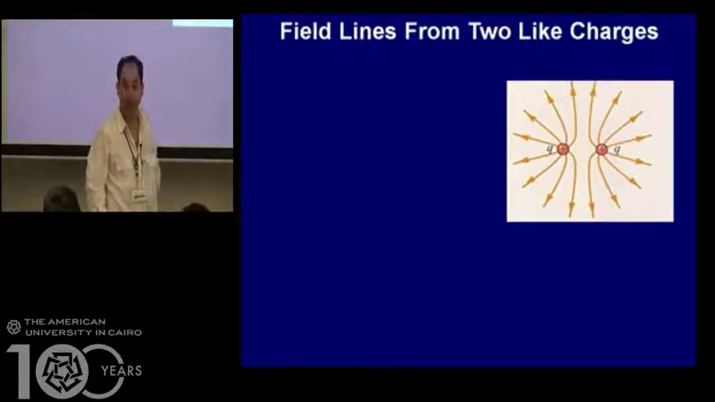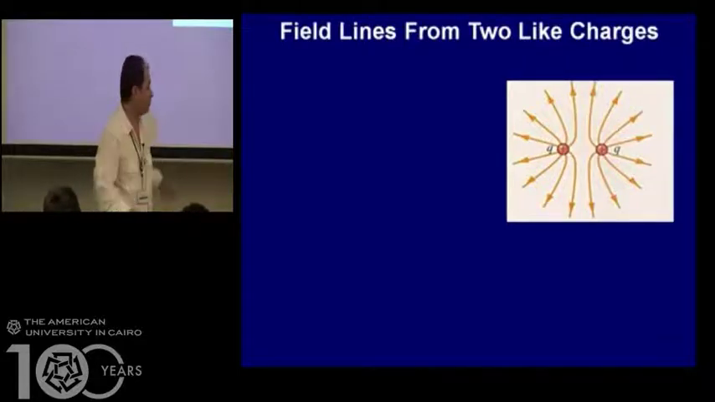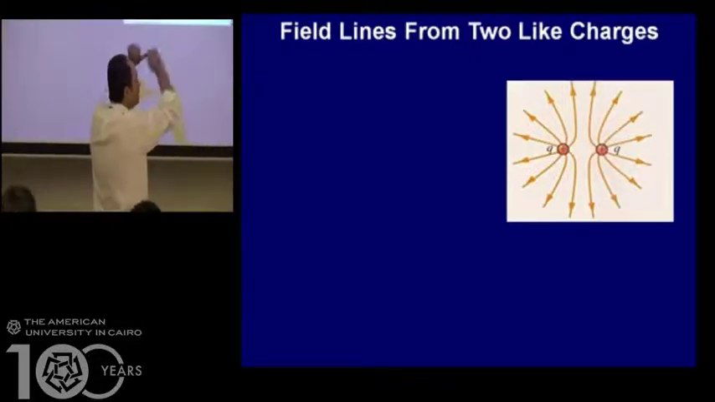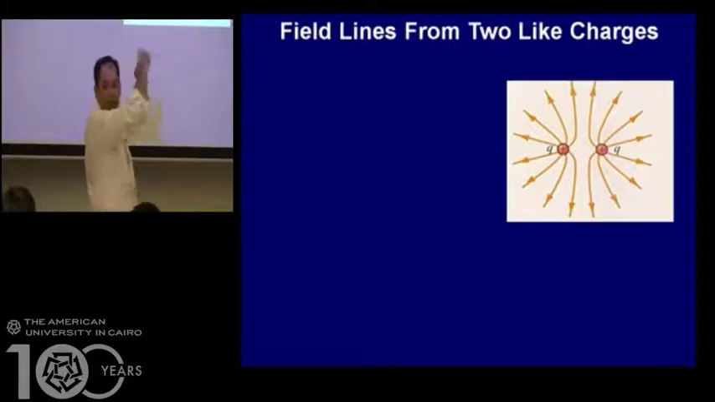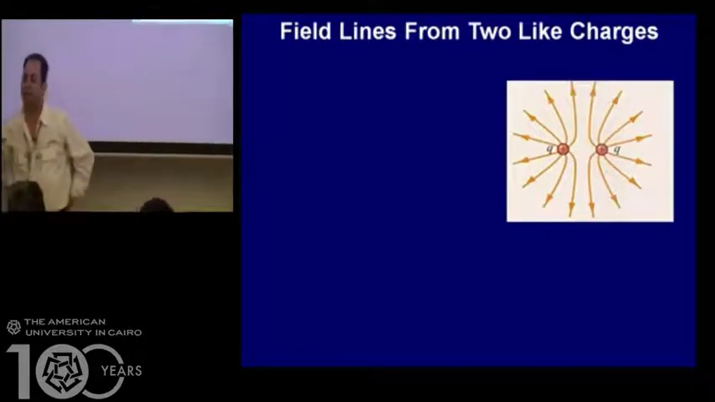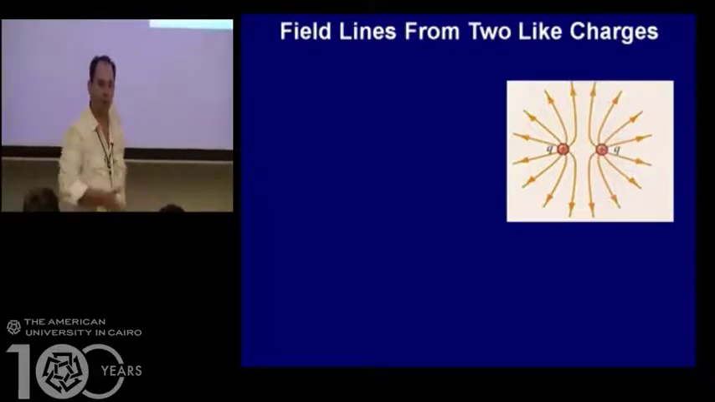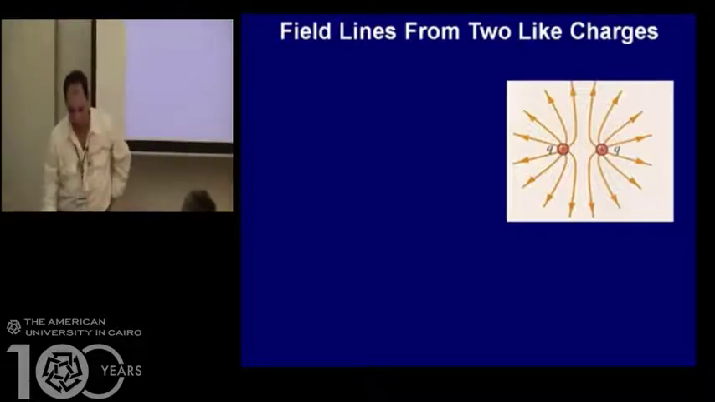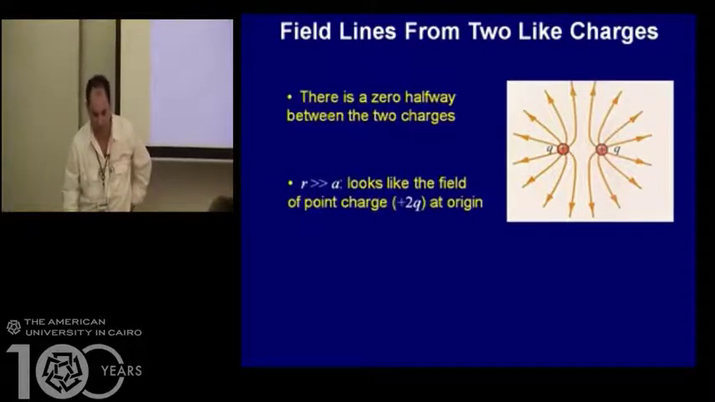Sharif is saying, well, along the line between the two charges, you will have an electric field going from charge number 1 along that direction, and from charge number 2 along that direction. So at some point, those two electric fields will be equal in magnitude, and they will cancel each other. That's why you get a zero electric field somewhere between the two charges.